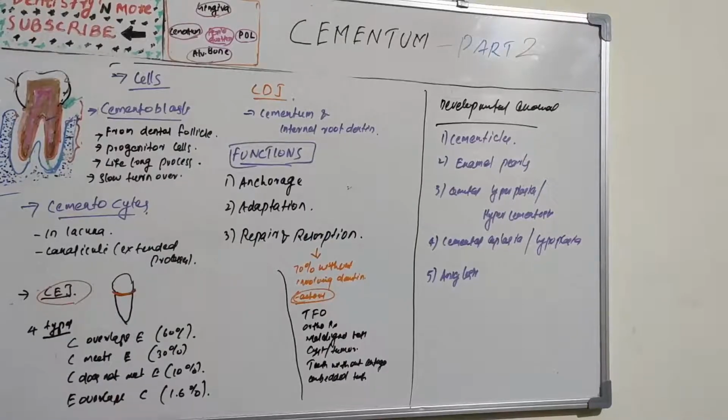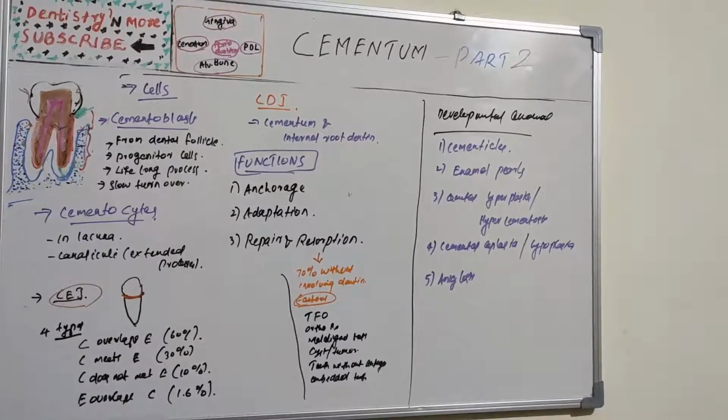So now we are in the second part. This session is about the cells of cementum and its functions, and a little bit about the developmental anomalies and other problems seen in cementum. We have 2 types of cells: cementoblasts and cementocytes. Cementoblasts are derived from the dental follicle.